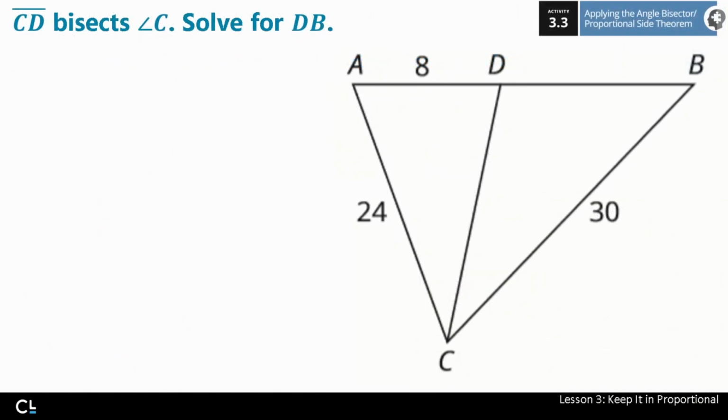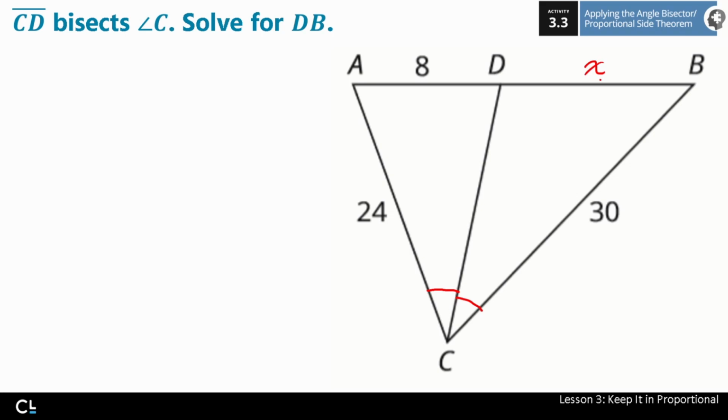So let's look at a simpler problem, right? And it's just a simple plane triangle. Now this one might be easier for us to digest based off of what we just did, but we're using that same theorem. So first of all, it says CD bisects C, right? So CD here bisects C, which means that these two angles are congruent. And it wants us to solve for DB.